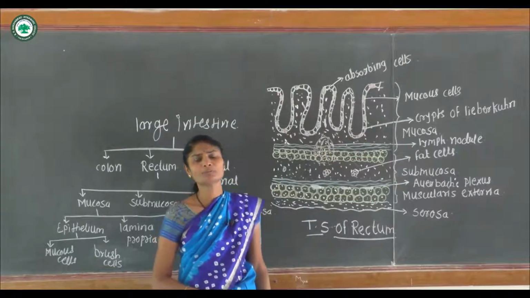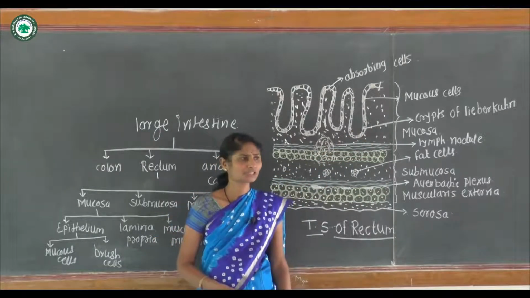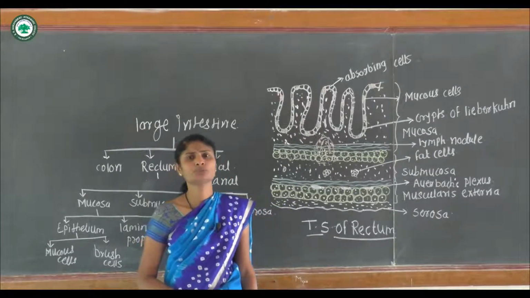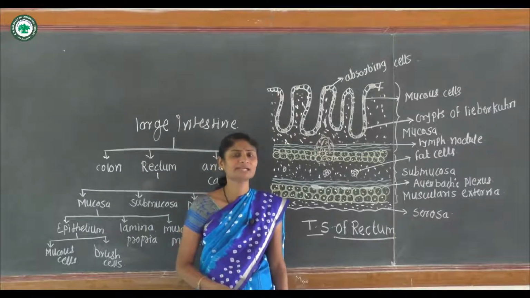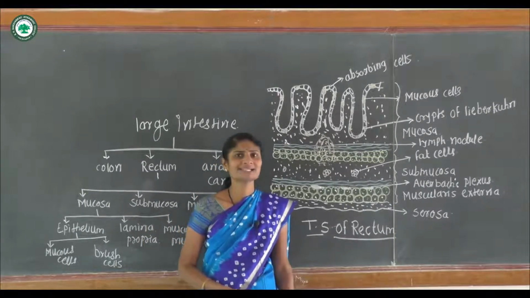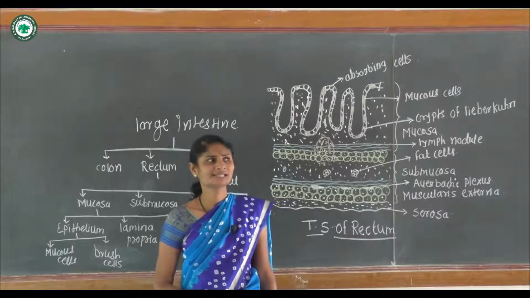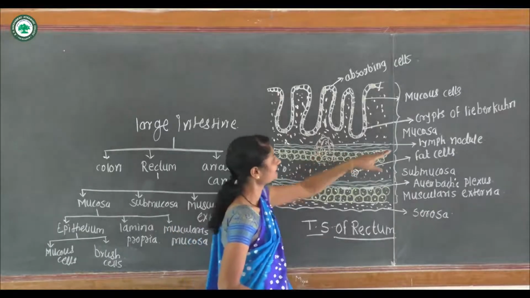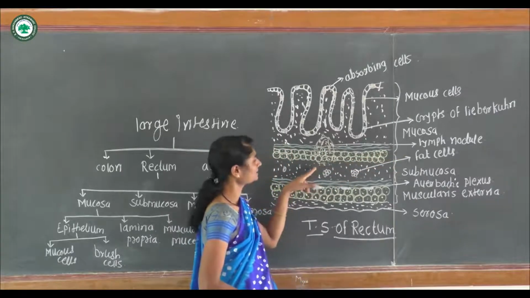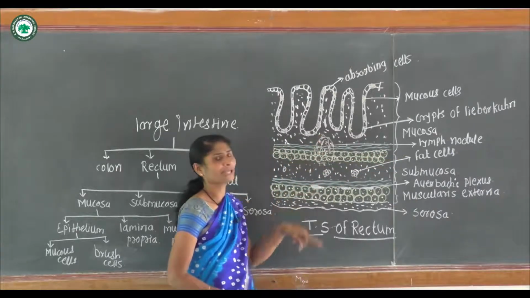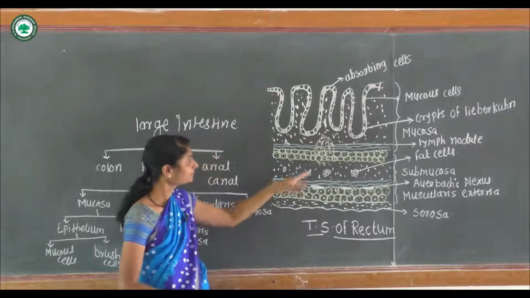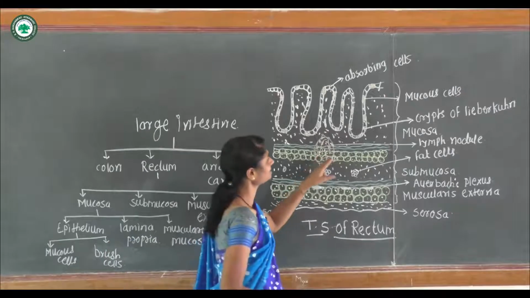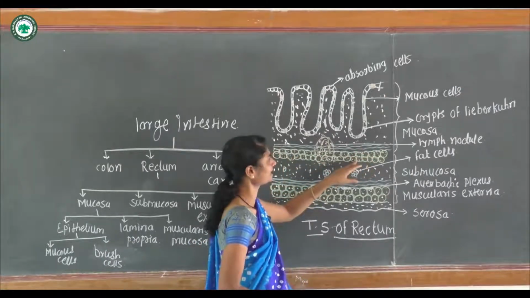This lamina propria layer mainly consists of connective tissue and elastic fibers. Connective tissue cells are present with blood vessels and lymph vessels. Here lymph nodules are present in the submucosa layer and lamina propria region. These lymph nodules are present. Next layer is muscularis mucosa layer.